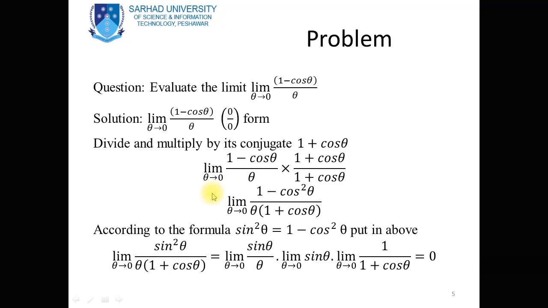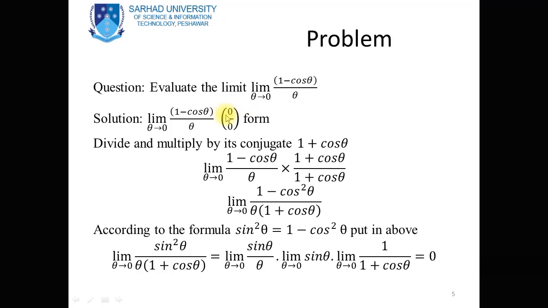Now another problem, to evaluate the limit theta tends to 0, 1 minus cos theta divided by theta. So you see over here, if we put theta is equal to 0 in this term, cos 0 is equal to 1, 1 minus 1 is equal to 0, and theta is equal to 0. So we obtain 0 by 0 form.